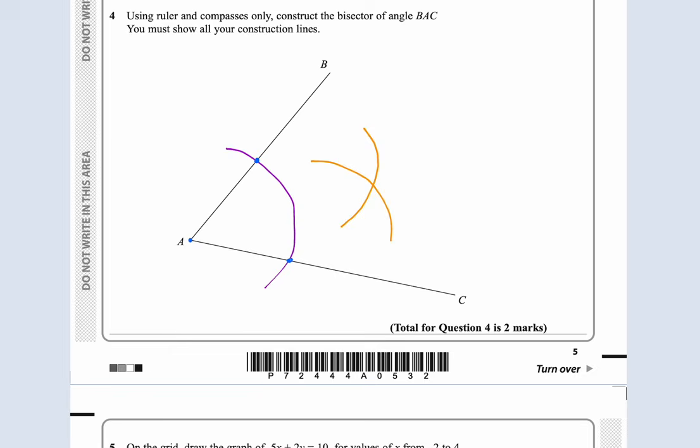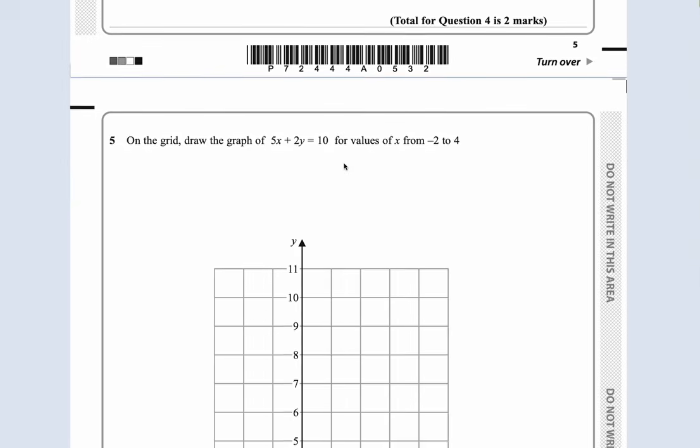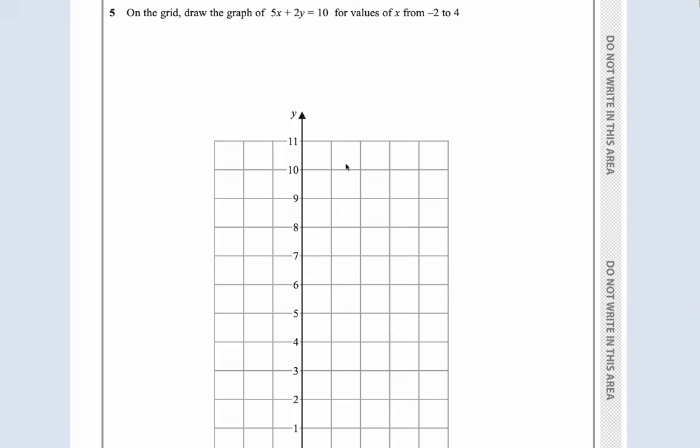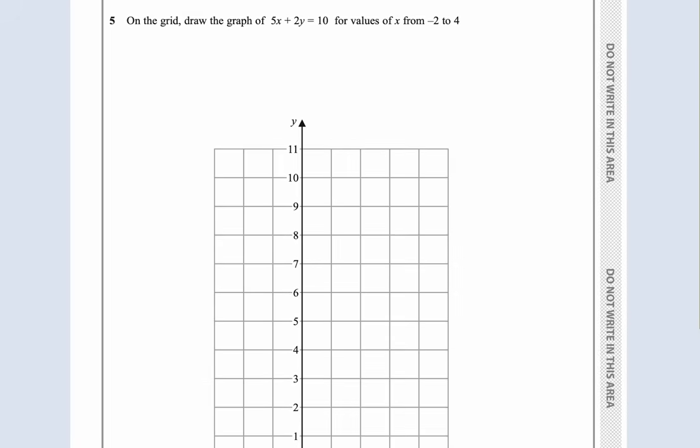And then you join this to there where they meet, and then you get this perfect constructed angle bisector. Okay, question 5. On the grid, draw the graph of 5x plus 2y equals 10.